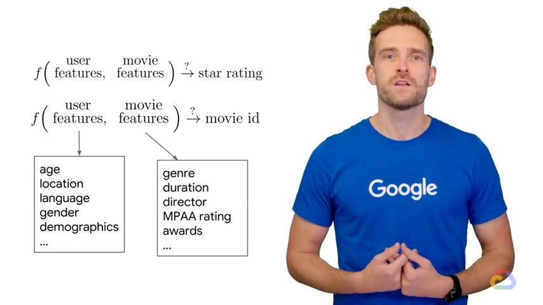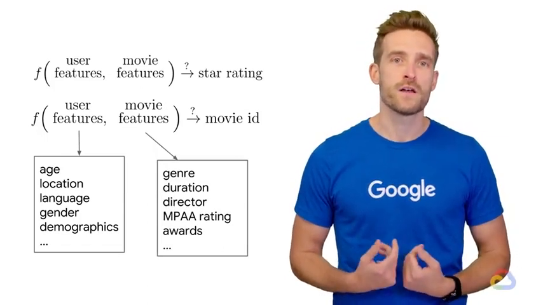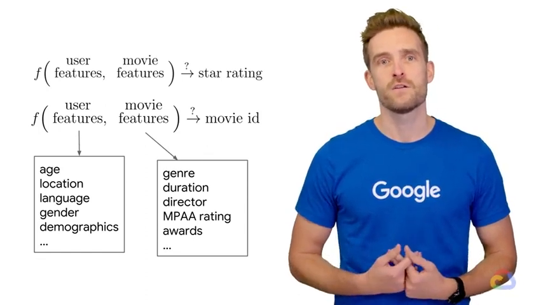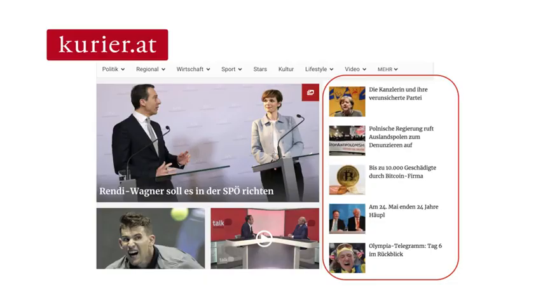For the movie features, it might be helpful to consider the movie genre and duration, or the director, its rating with the Motion Picture Association, or whether it's won any awards. Let's see how this might work with an example.